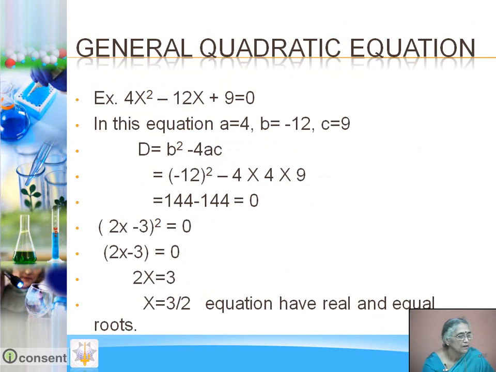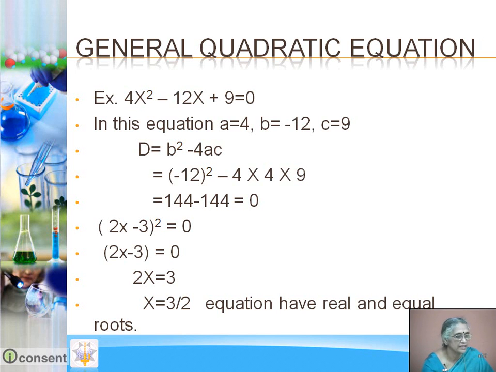Now one more example. 4x² - 12x + 9 = 0. In this equation, a = 4, b = -12, c = 9. Now what is the value of D?